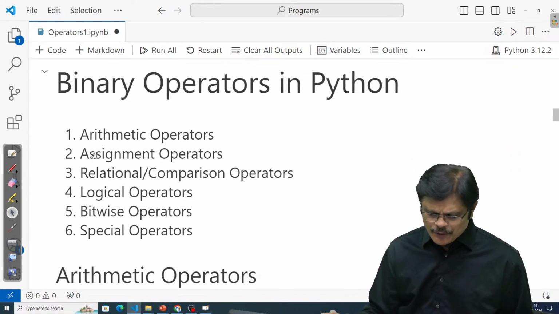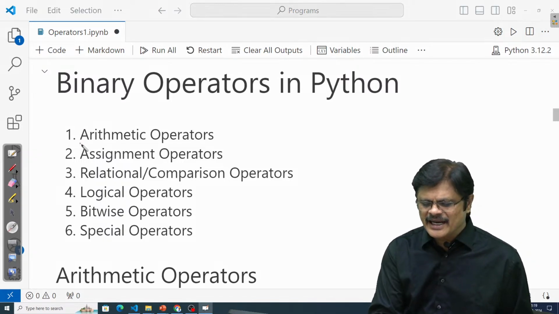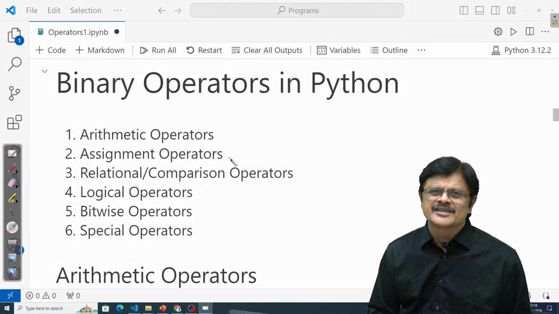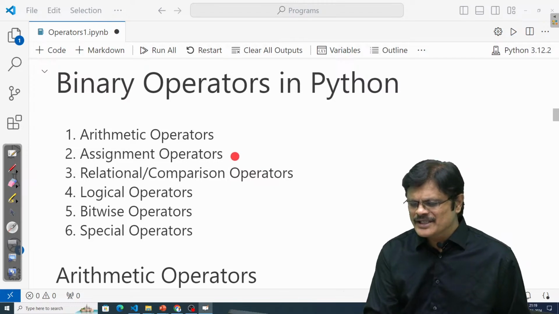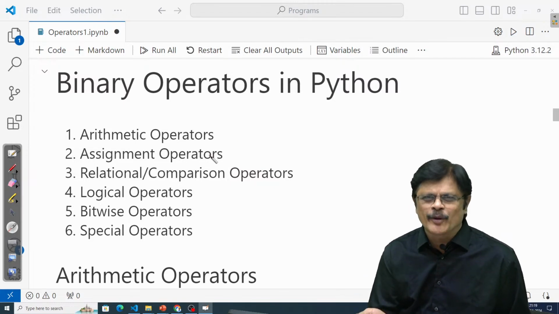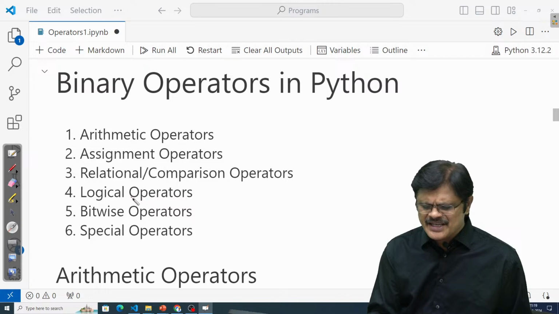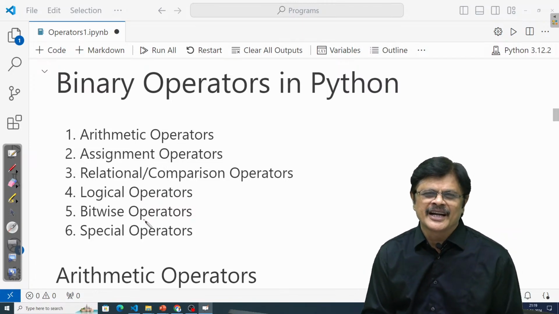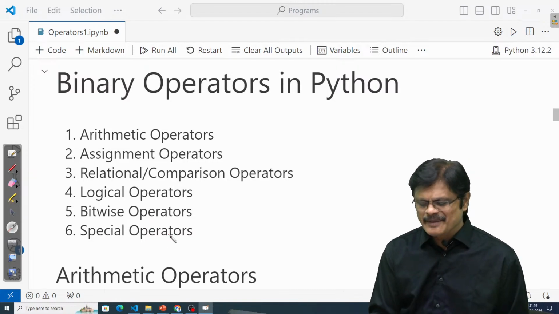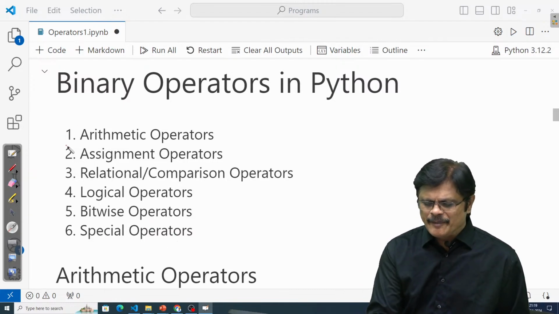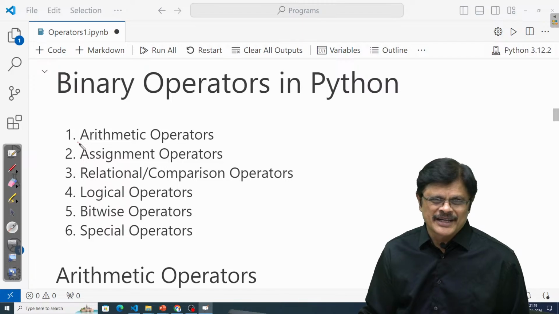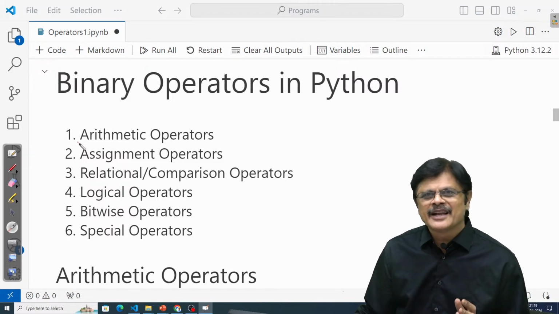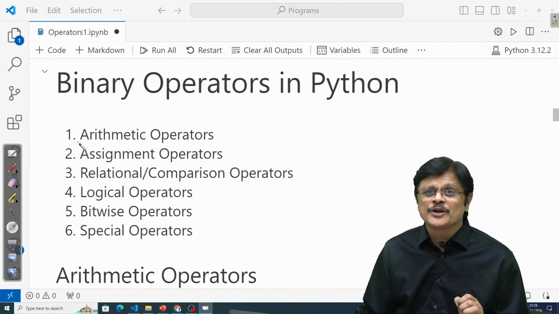So in Python we are going to discuss all these binary operators like arithmetic operators and assignment operators. I will go a little slow with these arithmetic operators because they are very important. Then we also have relational, logical, bitwise and some special operators like membership operator, identity operator, etc. We will discuss them under special operators. So today we mainly talk about arithmetic operators. Am I clear? It looks very simple, but in Python the arithmetic operators are a bit dangerous.